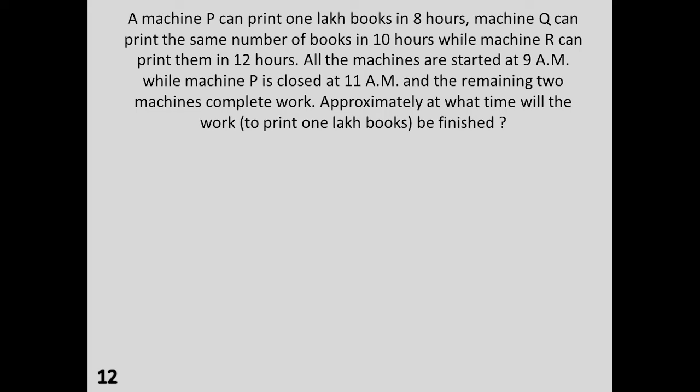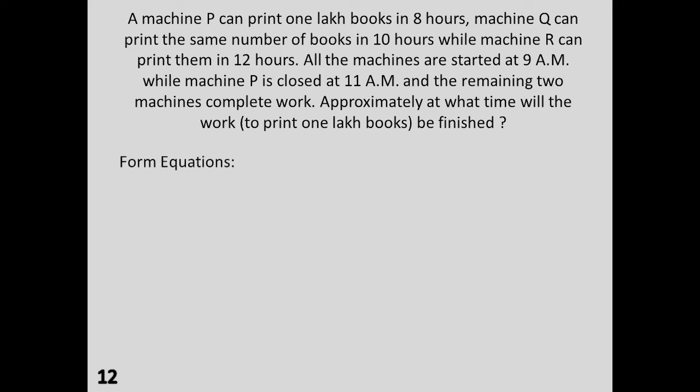Question 12. A machine P can print 1 lakh books in 8 hours. A machine Q can print the same number of books in 10 hours, while machine R can print them in 12 hours. All the machines are started at 9 am, while machine P is closed at 11 am, and the remaining two machines complete the work. Approximately at what time will the work to print 1 lakh books be finished? Forming equations is like this.